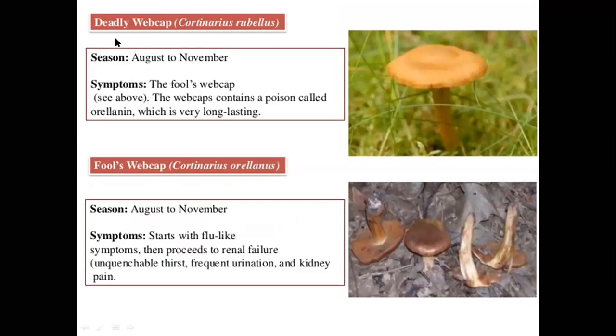Deadly webcap, that is Cortinarius rubellus, season August to November. Symptoms: the fool's webcap, see above. The webcaps contain a poison called orellanine, which is very long lasting. Fool's webcap, that is Cortinarius orellanus, season August to November. Symptoms start with flu-like symptoms.